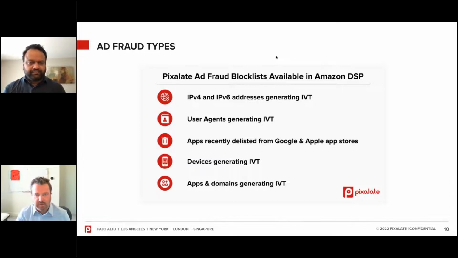One thing that's unique to us is we do apps that are delisted from Google and Apple App Store in the last 6 months. We'll get into a little more detail on this in a minute. And we also exclude impressions delivered to the devices identified to be fraudulent or invalid, and also apps and domains identified to be generating invalid traffic.